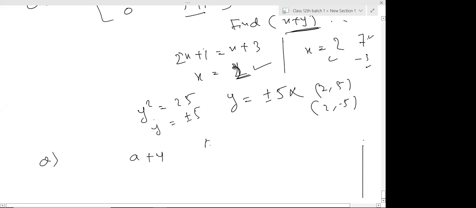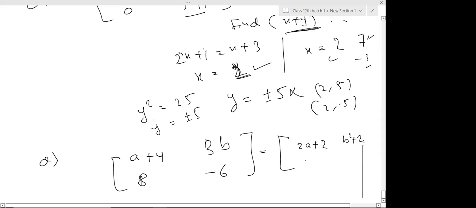The matrix with entries a plus 4, 3b, 8, minus 6 is equal to the matrix 2a plus 2, b square plus 2, 8, b square minus 10. Let's solve this. You have to find a and b.